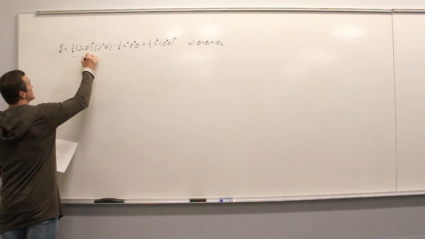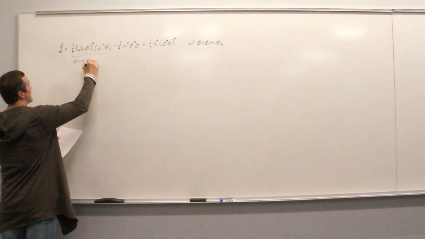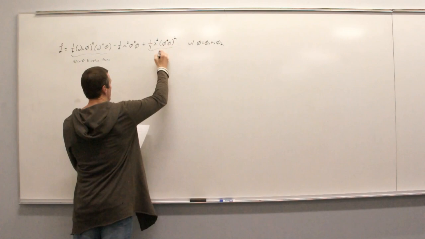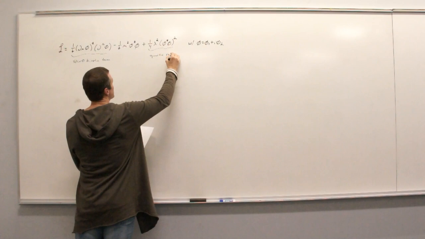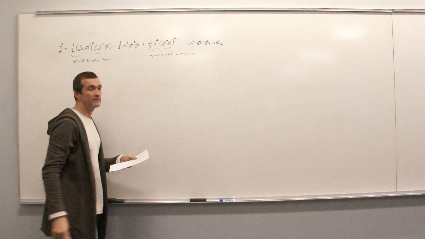This is, of course, just a spin 0 kinetic term. This is a quartic self-interaction. Quartic just means power to the fourth. It's self-interaction because it only involves phis. There's nothing else there, so it's just phi playing with itself.